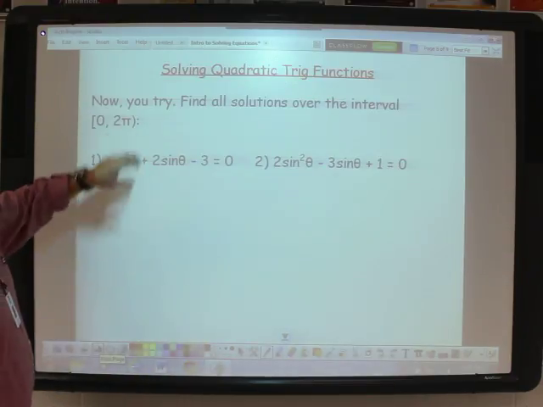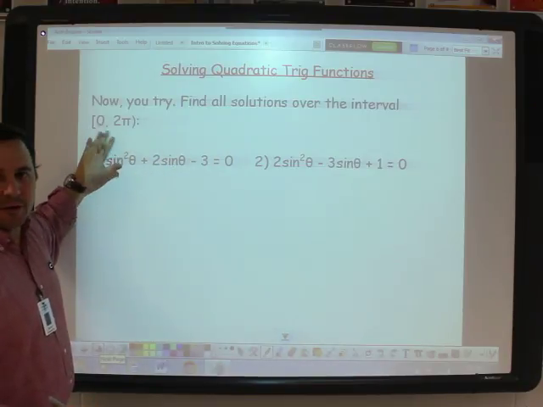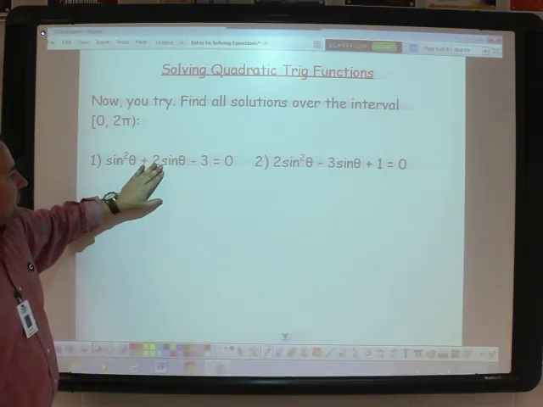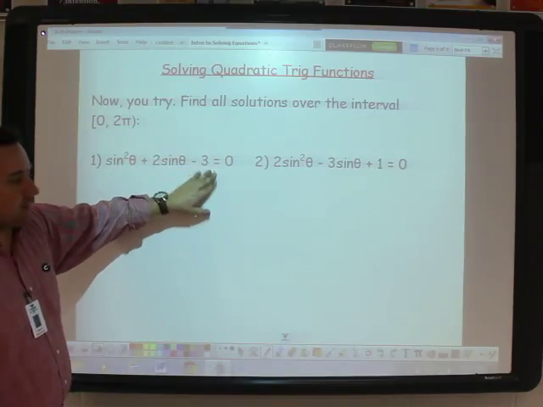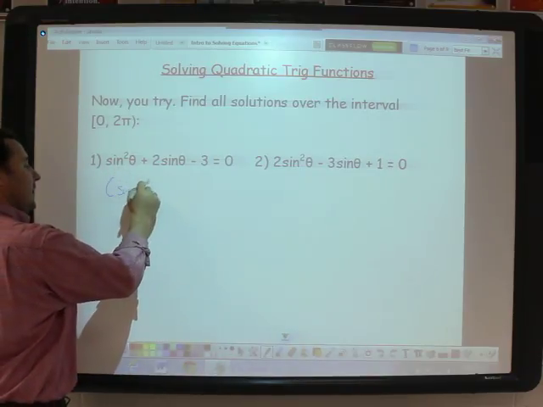All right. Now, more factoring. I'm still looking over the interval of 0 to 2 pi. 2 sine squared plus 2 sine theta minus 3 equals 0. Sine squared can only factor to sine and sine.